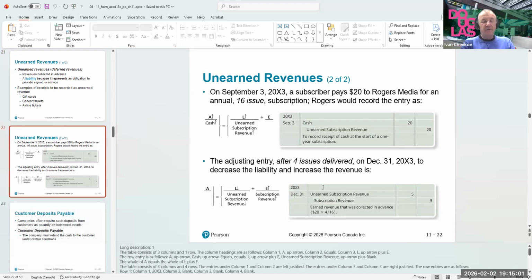For unearned revenue, again, first we collect the cash. Second, when the period passes, if it's a service, once the period passes and we earn the revenue, we have to show that revenue as earned. So unearned revenue is debited, and the credit will be subscription revenue in this case.